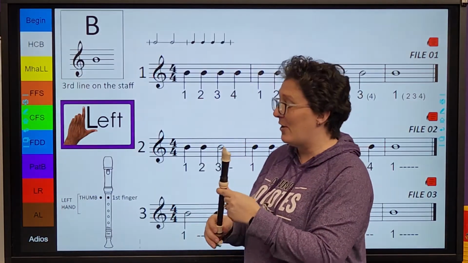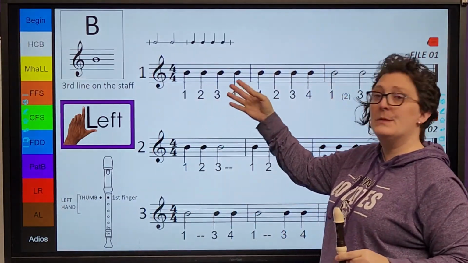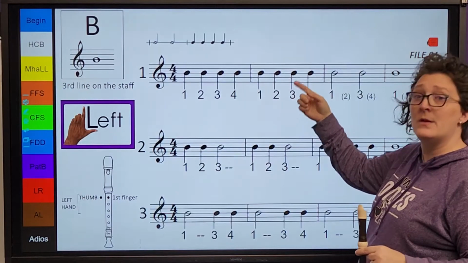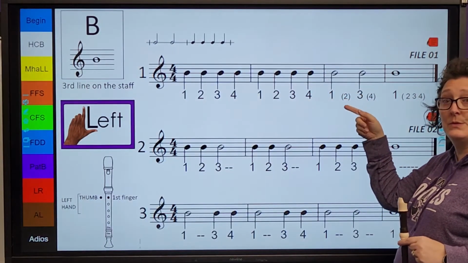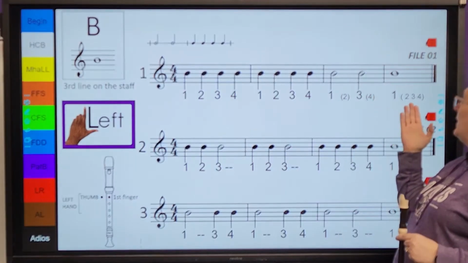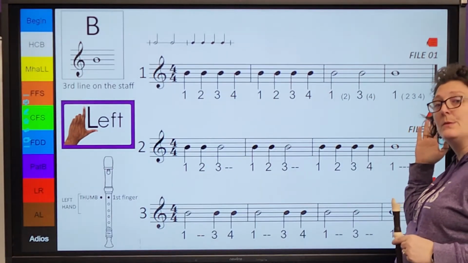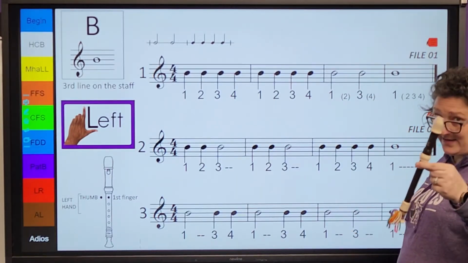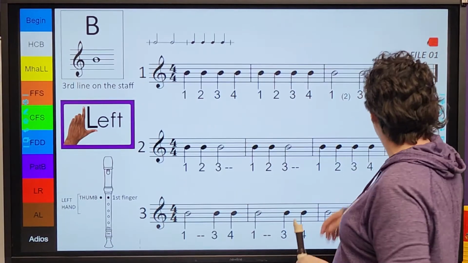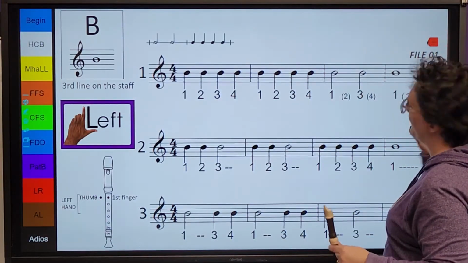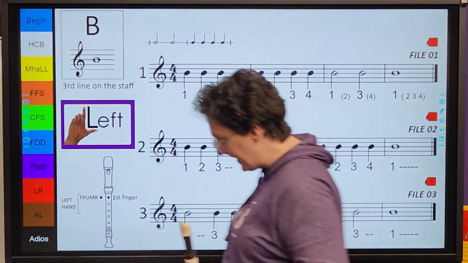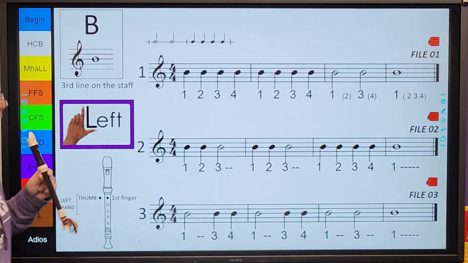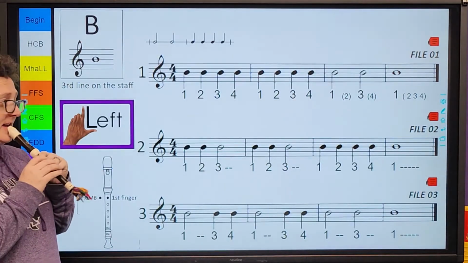Okay, so now we would say do, do, do, do, do. All right, into the instrument with gentle air. Ready? Well, it's not letting me click it, so I'll just play it with you, okay? Ready? 1, 2, here we go.